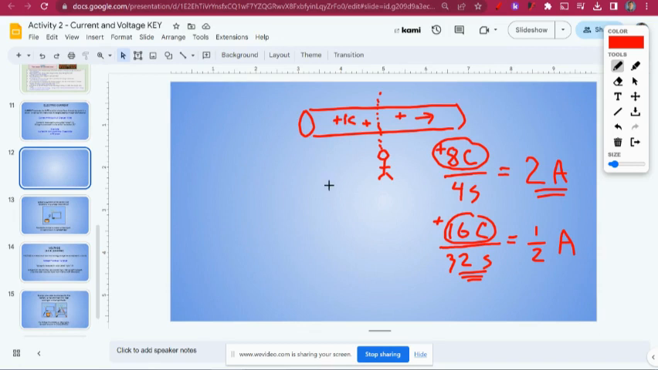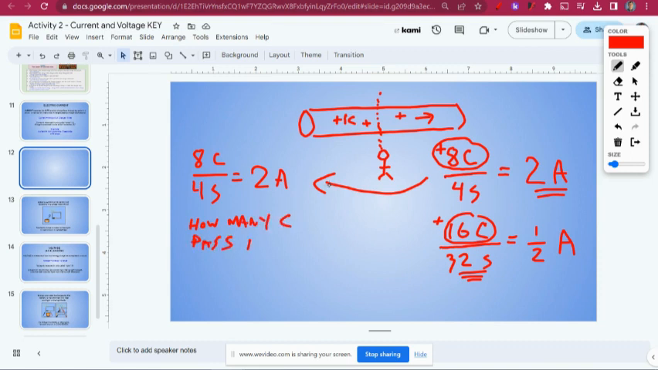One other thing that's useful with this formula is you can sometimes flip things around. Let's just go with this first example here. I'll draw it over here. So if I have 8 coulombs in 4 seconds, 8 divided by 4 is 2 amps. But what if it was worded a little bit differently? What if the question was, how many coulombs pass in 4 seconds if I have 2 amps of current? So how many coulombs would pass me in 4 seconds if the current was 2 amps?